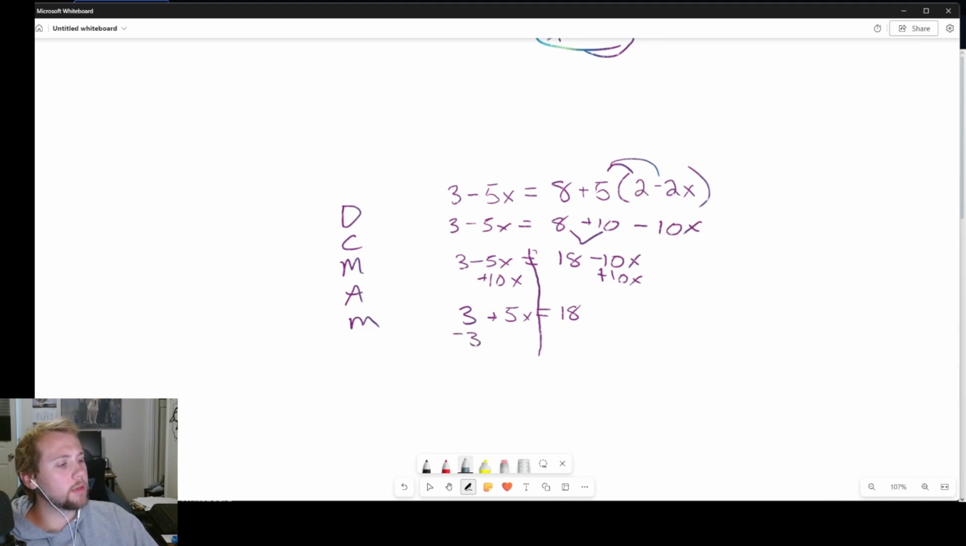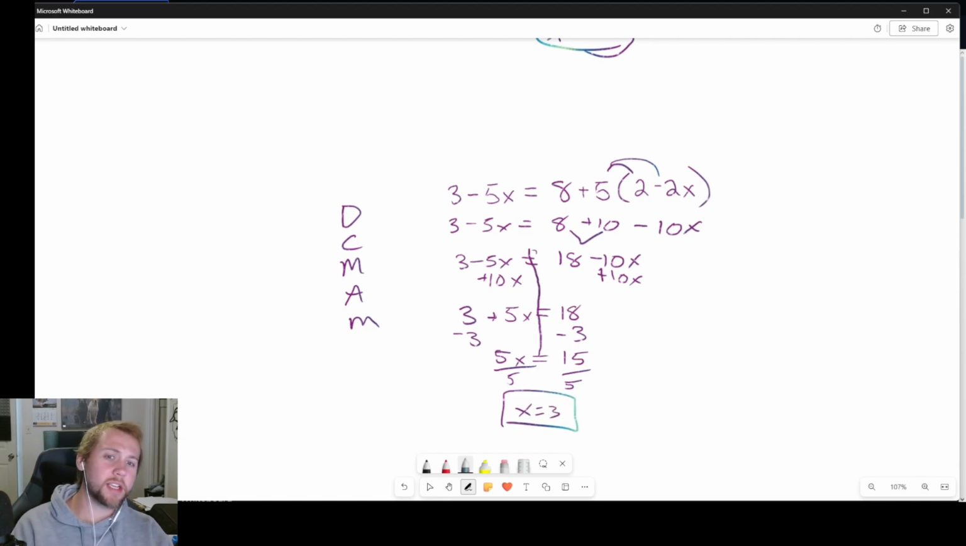I subtract 3 on both sides because now we're just at a two-step equation, and my habits take over at this point. And then we divide both sides by 5, and we get x equals 3. Notice those last steps are just the same problems that we were solving before, those two-step equations. And then you're done. X equals 3.